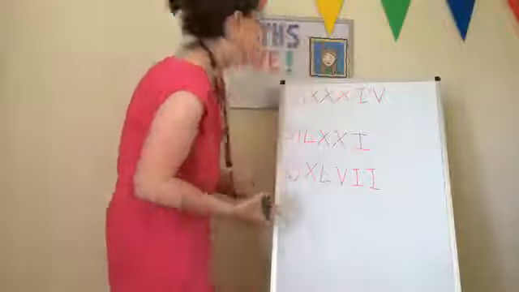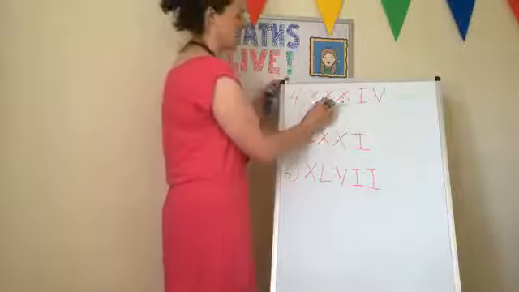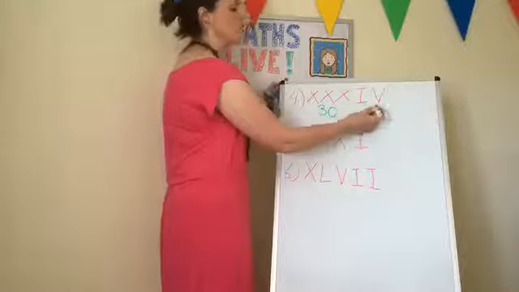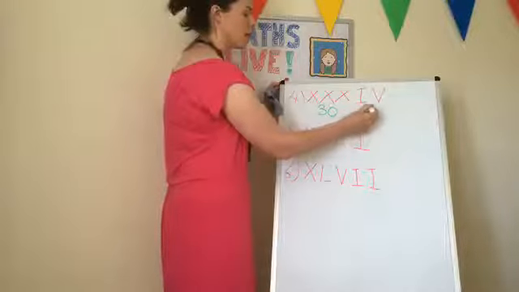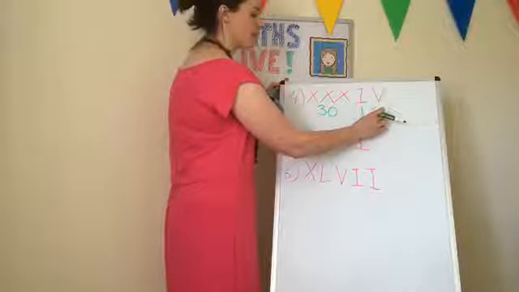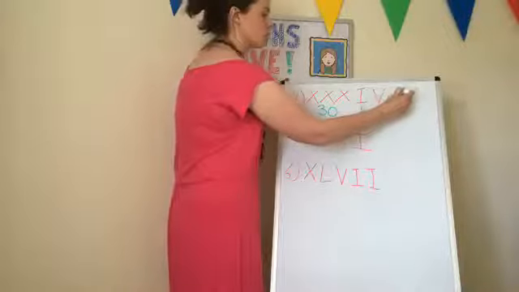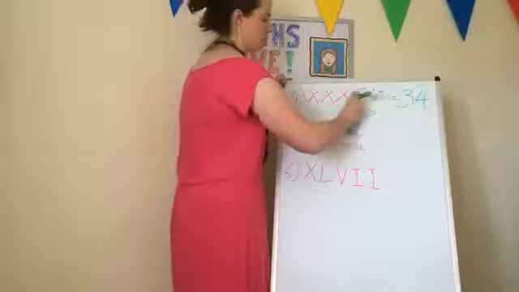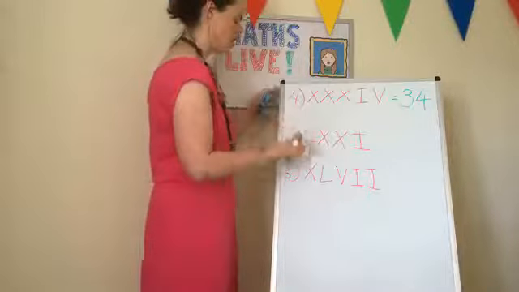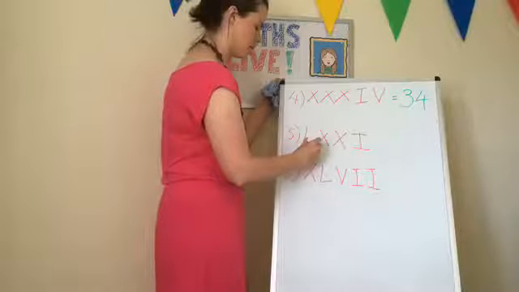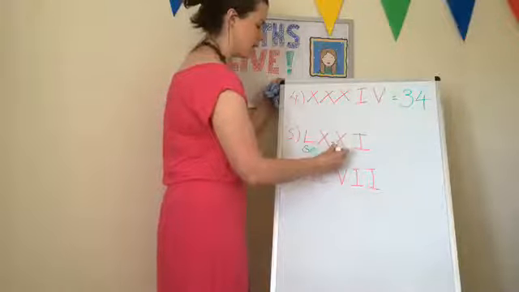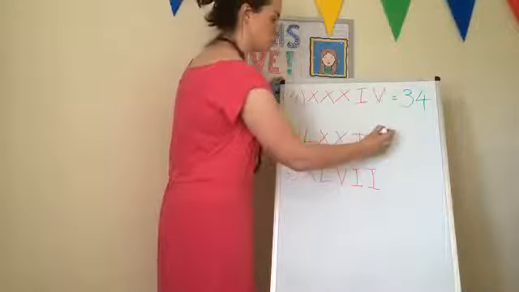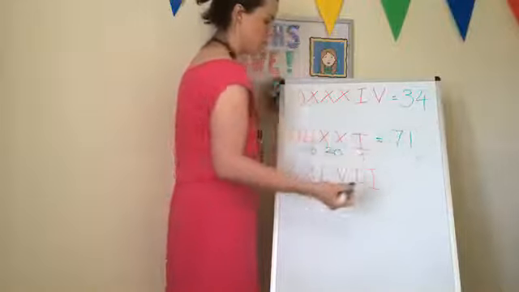Let's break the code. So again, I like to write underneath. So X, X, X is 30. I, V, right. I is 1 and V is 5. So it's 1 less than 5, which is 4. So that's 34. Okay? Just remember that with that digit. This one, L is 50, and then XX is 20, and I is 1. So 50 plus 20 is 70, plus the 1 is 71.